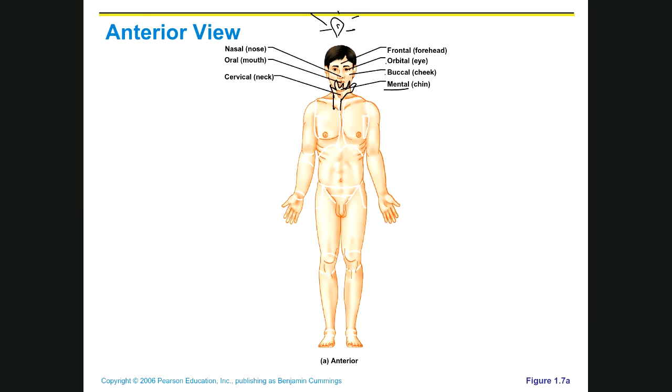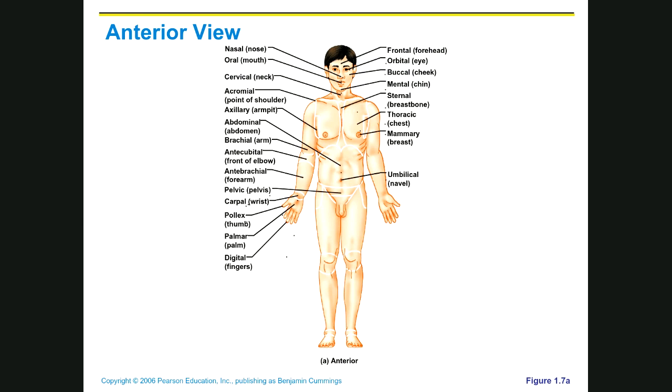So when you look at it, it's not chin anymore, it's mental. Your cheek is not cheek, it's buccal. Your eye is not eye, it's orbital. And so there's this whole list of these. These are just a few on just the head. We can add in more. So if we come down here, we're going to see a whole lot more.